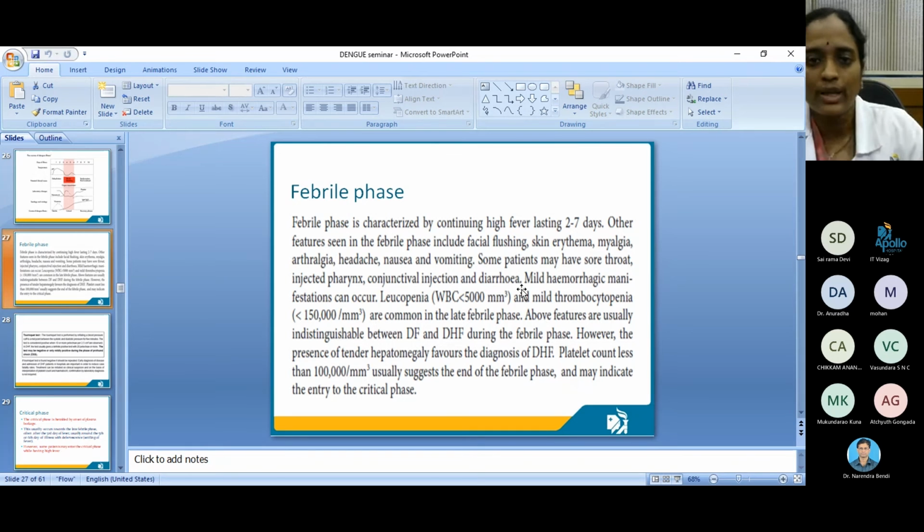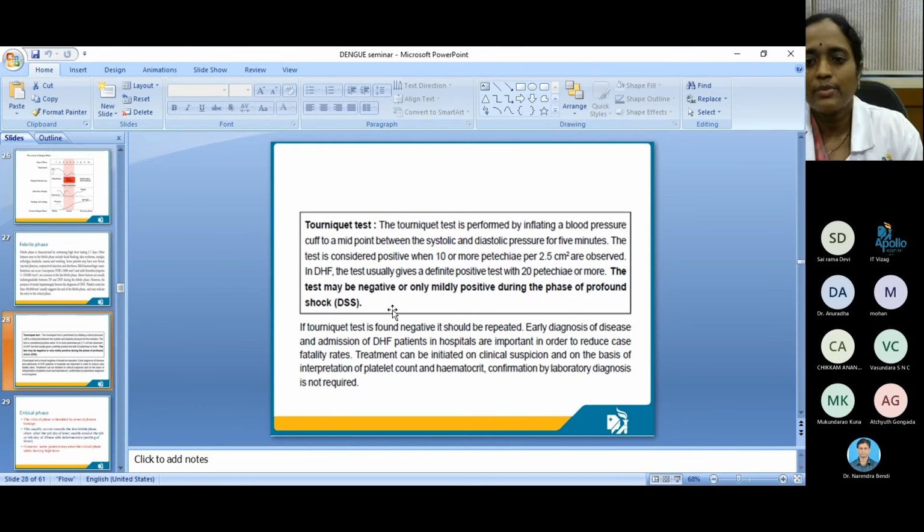So this is the febrile phase, characterized by high fever spikes, and this is just a repetition wherein you see leukopenia and thrombocytopenia in these cases. They always mention the tourniquet test, though we don't do it often. We just see the petechial rash, patients coming with petechial rash. The tourniquet test is performed by inflating the blood pressure cuff to the midpoint between the systolic and diastolic.